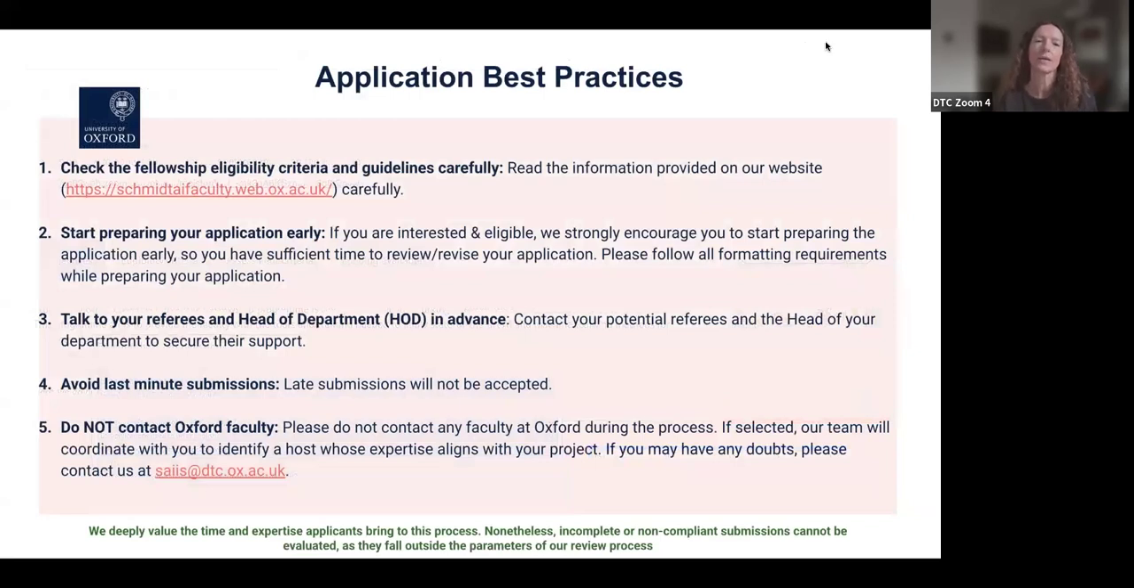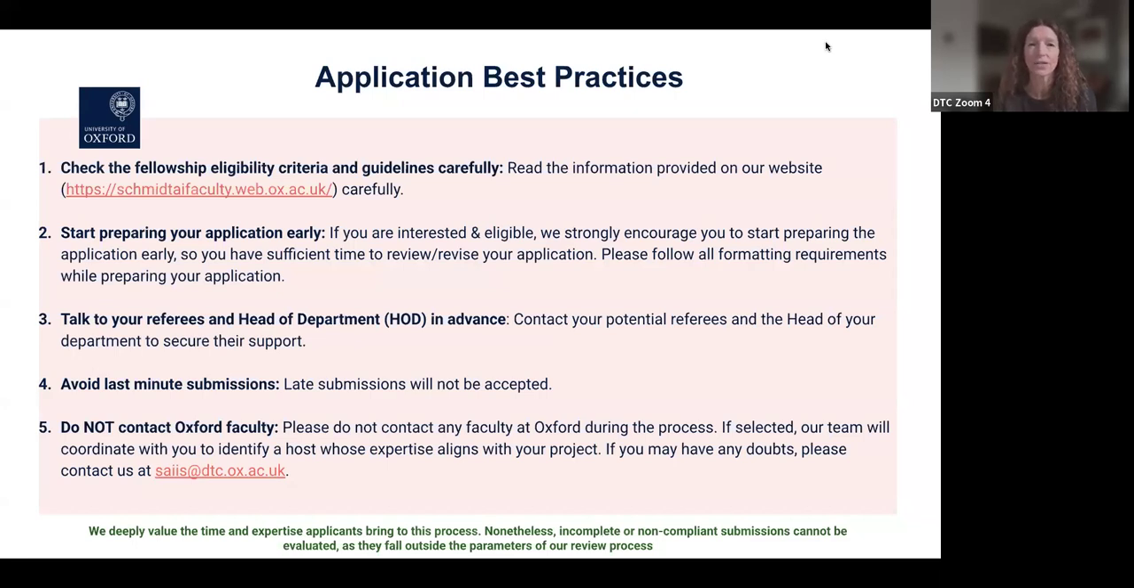And then finally, just a summary based on our experience of previous applicants and applications, what the best practice advice is from us. So obviously, first off, check the fellowship eligibility and criteria and guidelines carefully. We've already had a question about eligibility for male and female candidates, and we welcome both. Please do read the information provided on our website carefully. Everything around eligibility and criteria is and should be covered there.